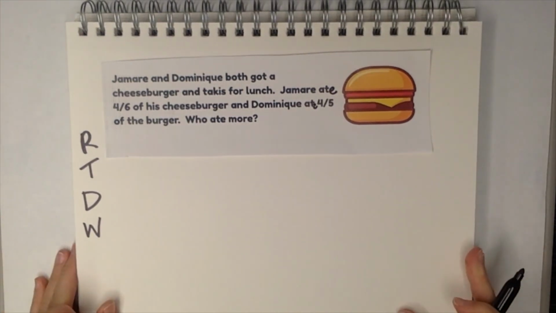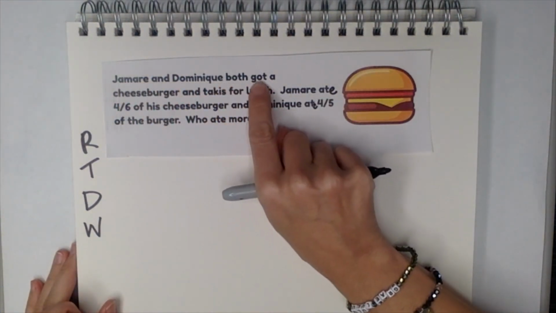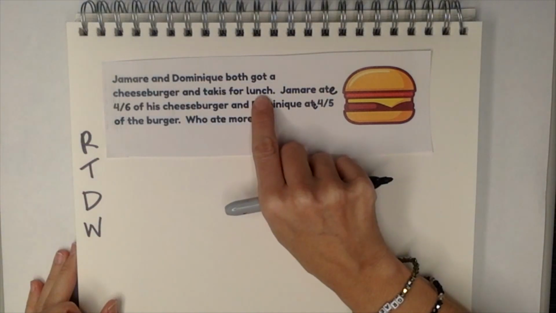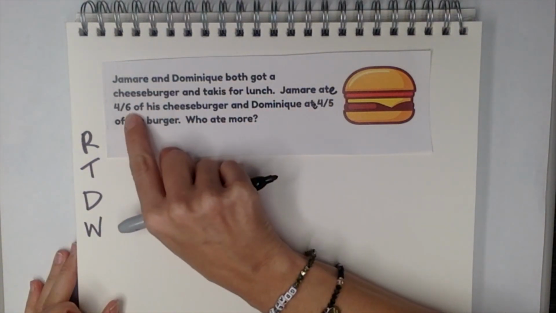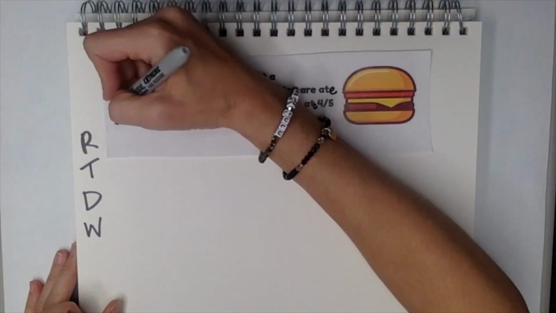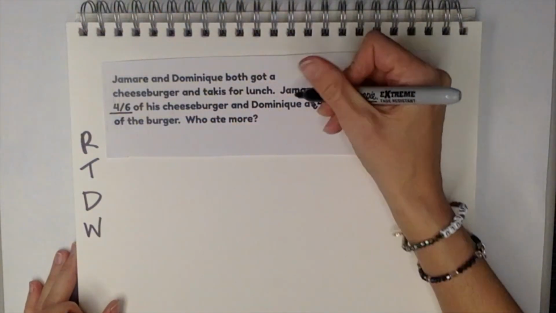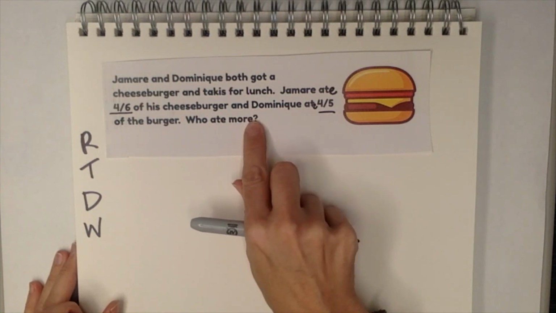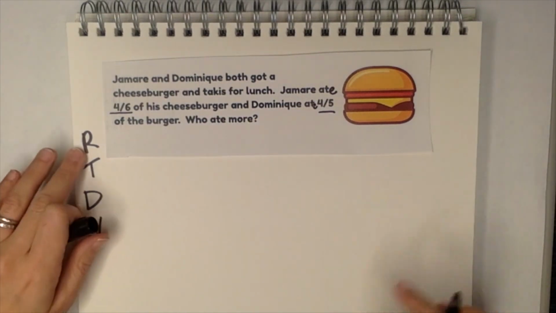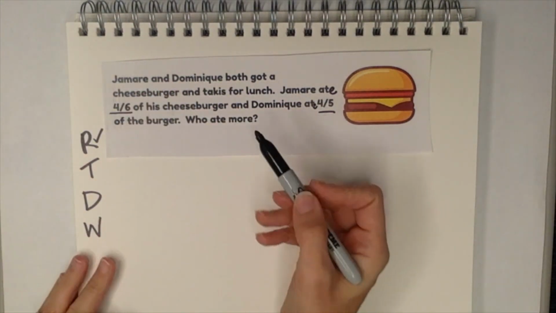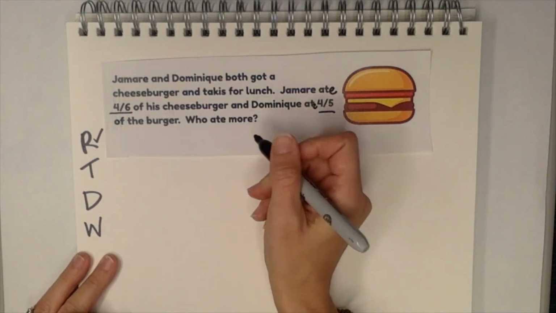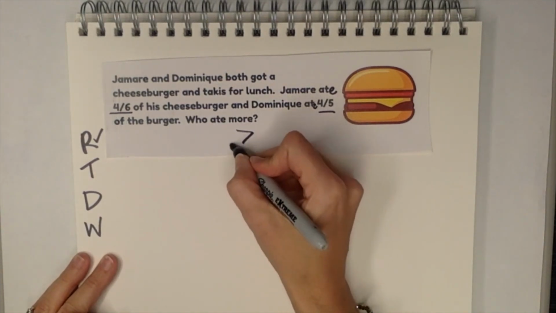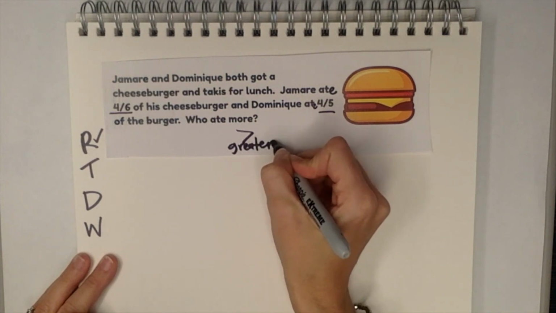Let's start with reading. Jamari and Dominique both got a cheeseburger and Takis for lunch. Jamari ate 4/6 of his cheeseburger. That seems important. And Dominique ate 4/5 of the burger. Who ate more? Okay, well, we read it already. Let's think about it. We want to know who ate the greater amount.